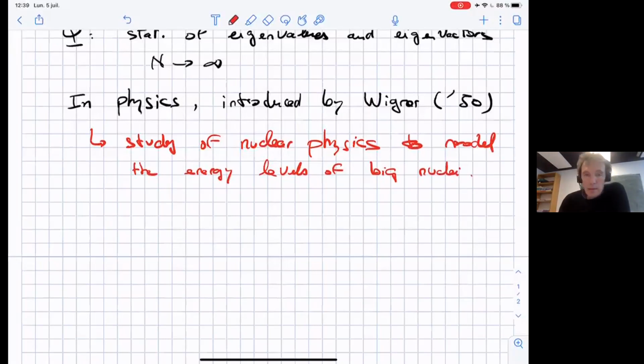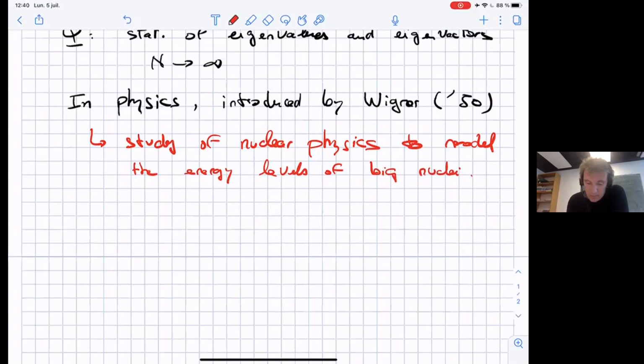And the idea was that if you really want to solve the Schrödinger equation for such a nucleus, of course, you can imagine that it will be very involved. You will have complex interactions between the nucleons. Therefore, he proposed to forget about this kind of microscopic detailed approach, and to say that the system is so complex that it's probably a good approximation to treat it as a random system. And if it's random, then the spectrum of the Hamiltonian will itself be random. And it turns out that this approach was extremely successful.